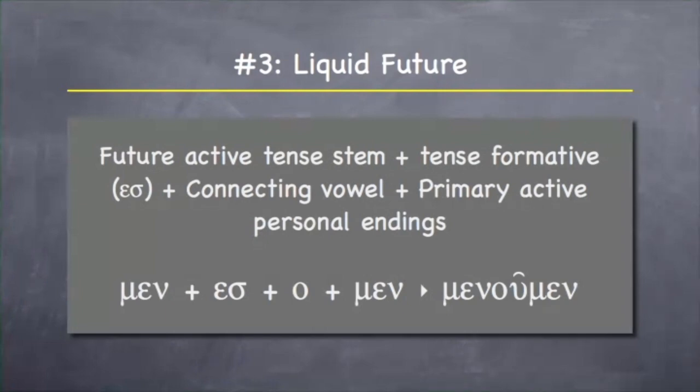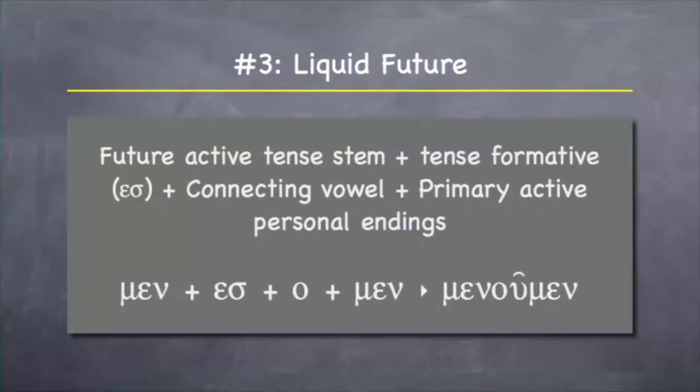So it looks all regular, right? Well, look at the example. The lexical form of this word is meno. Okay, the future tense stem is men. You add the epsilon sigma tense formative, your connecting vowel, and then the personal ending.